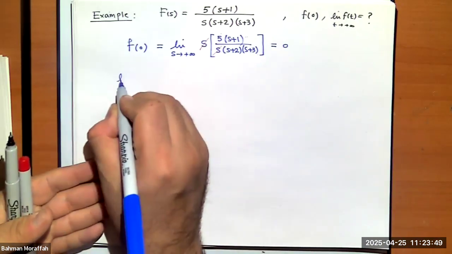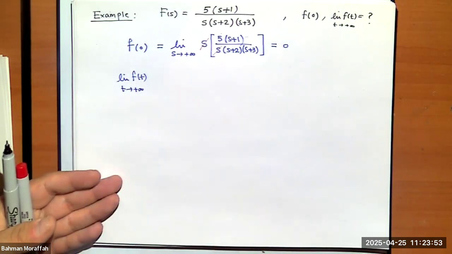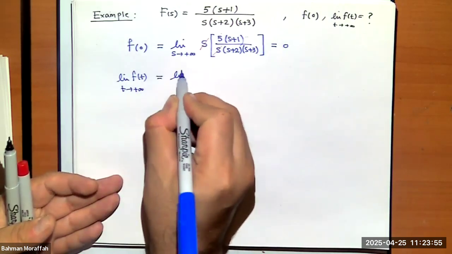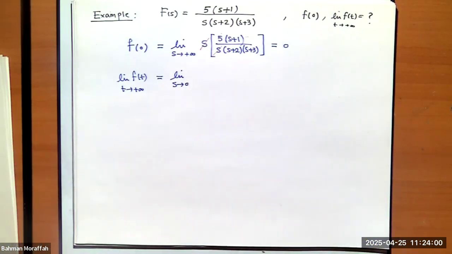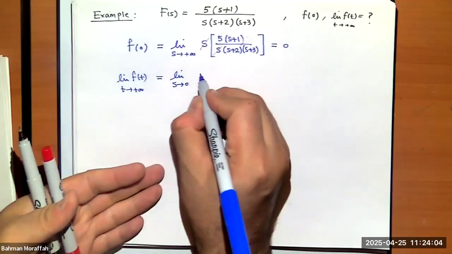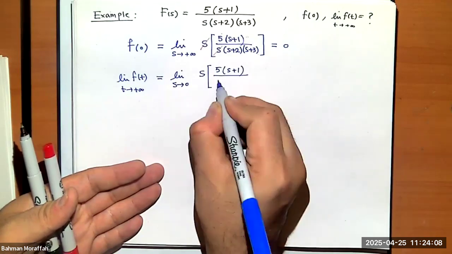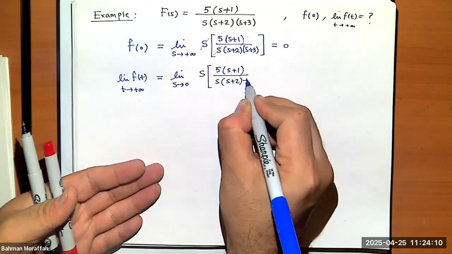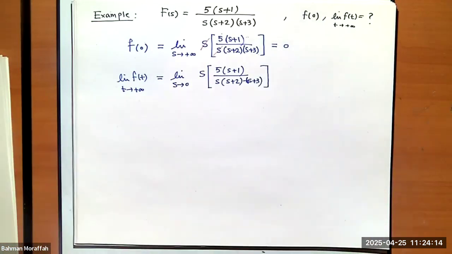If I want to find the limit of f of t when t goes to infinity, again, this theorem tells us that's the limit when s goes to 0 of s times F of s. So it is s times (5s + 1) divided by s times (s + 2) times (s + 3).